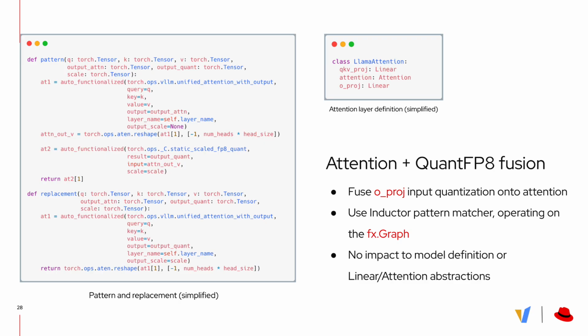So I just want to run quickly through an example of a fusion pass. We're going to look at attention and quant FP8 fusion. Basically what we have here is this OPROJ linear layer that follows attention, right? So the order of operations is attention, which produces the output O, then quantization of the output O, and then a linear layer which does a matrix multiplication with the quantized output and the quantized weights to produce the final output of the overall attention structure in Llama or many other models.